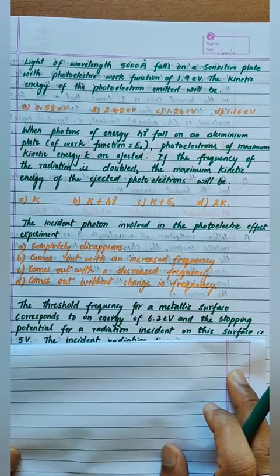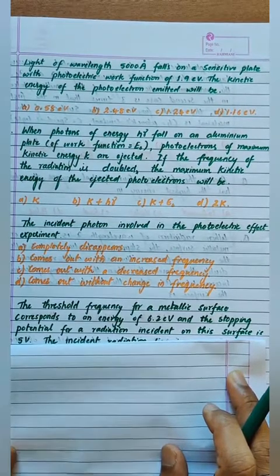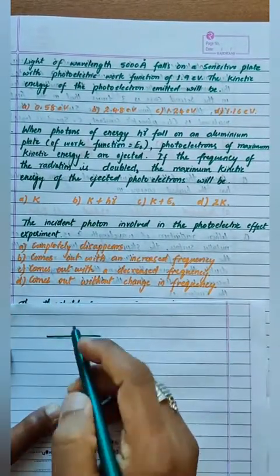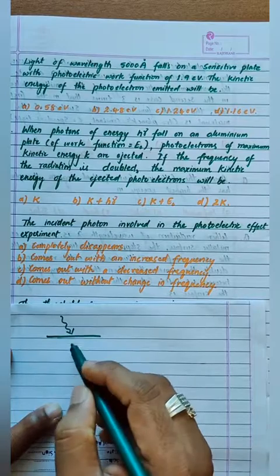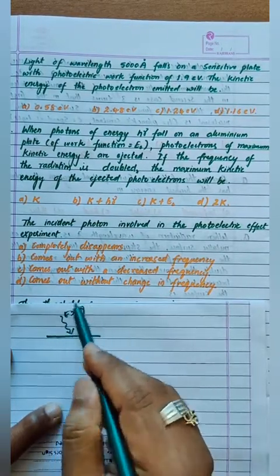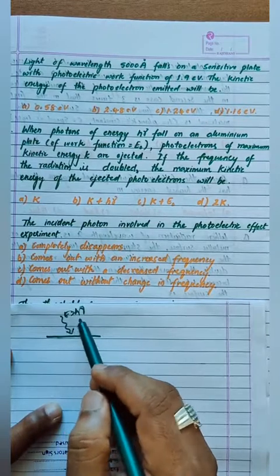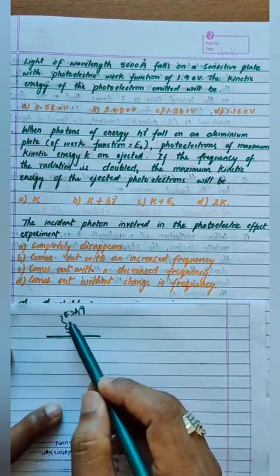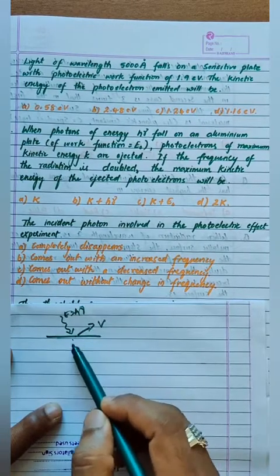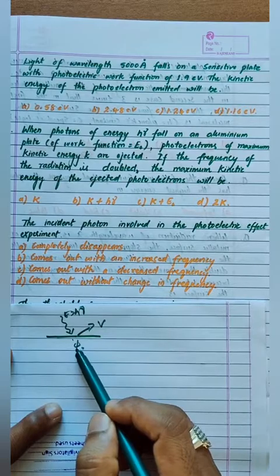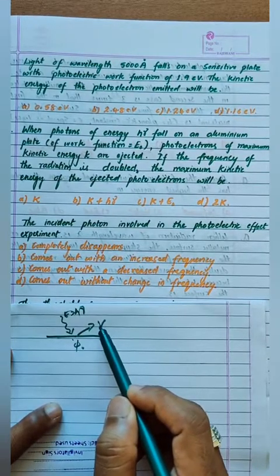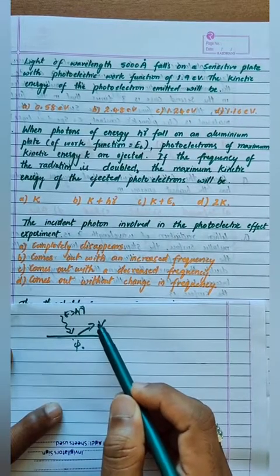Actually, it's going to completely disappear, because when the plate is illuminated with light, E is equal to h nu. This incident light photon energy is going to be utilized for the work function, and the remaining will be utilized for kinetic energy. So part of the energy is utilized here, and the remaining is for the electron coming out, not the photon. So it means the photon will be completely disappeared.